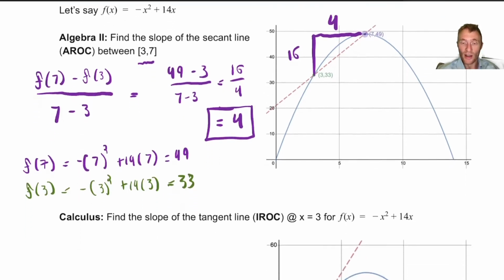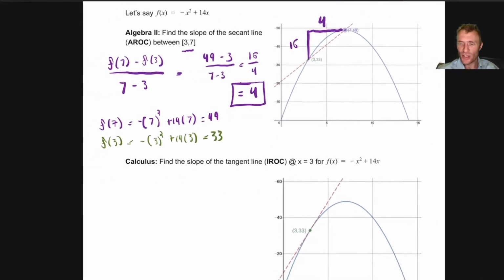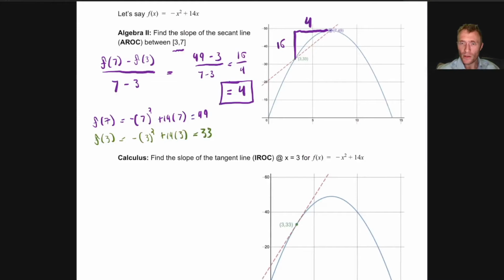Calculus is saying find the instantaneous rate of change. So if I zoom out for a second, should our instantaneous rate of change be faster or slower than that average rate of change? Should the change at an instant at 3 be faster or slower? And the answer is it should be faster. We have a steeper line. So let's make sure we get faster here when we get the answer.